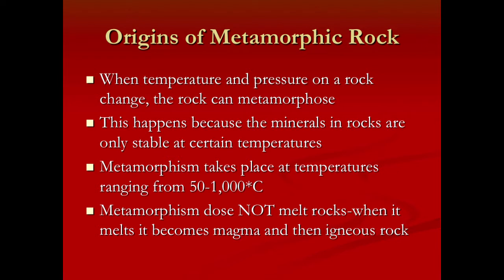This happens because minerals inside the rock are only stable at certain temperatures. And as the rock gets pushed deeper and deeper into the Earth's crust, the temperatures start to rise, ranging anywhere from 50 to 1,000 degrees Celsius. Now, this does not mean the rock melts at all. This is what happens before the rock melts, because once it melts, it becomes igneous.